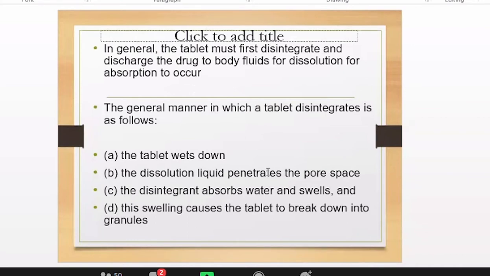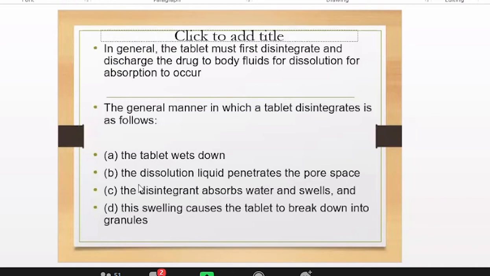So there are mechanisms that have been suggested as to how the drug disintegrates. First of all, there's going to be wetting down of the tablet. So when it gets into contact with the fluids, it's going to be wetted down. Then the dissolution liquid penetrates the pore space. So during the process of wetting, the next thing is, instead of just the fluid wetting the outside of the tablet, that liquid will then penetrate into the pore spaces that are present in the tablet.